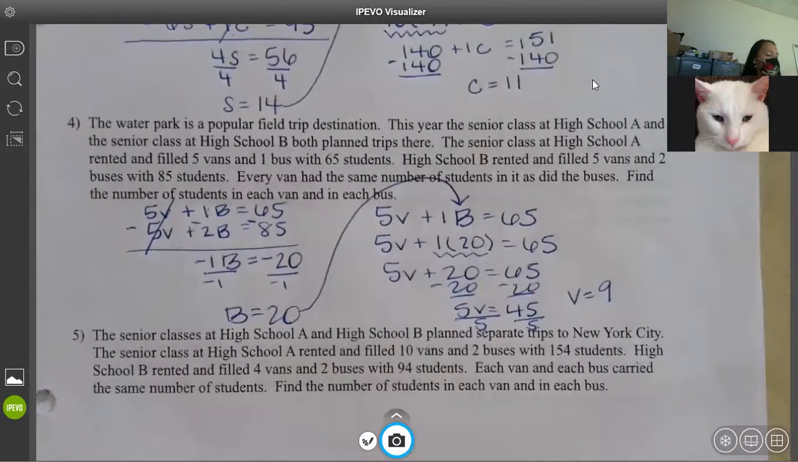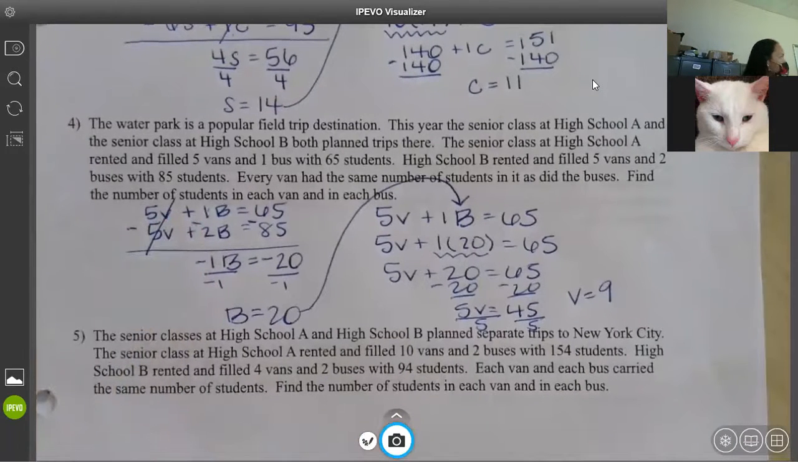Again, write the equation down like this, using the v's and the b's. Then put it in Desmos using x and y. Got it? So you'll know what your x stands for and what your y stands for. I'll give you a minute to write this down, and then I'll go to Desmos and show you. All right.